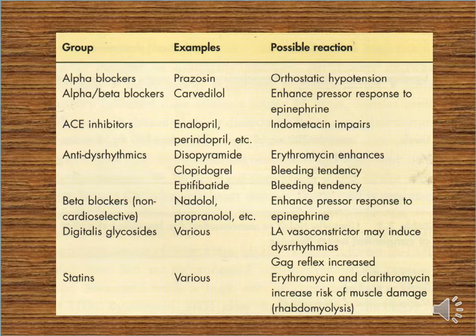The group of drugs that are given, like alpha blocker, for example prazosin, and possible reaction is postural hypotension. Alpha beta blocker, carvedilol, enhances pressure response to epinephrine. And ACE inhibitor like enalapril, indomethacin impairs. Antiarrhythmics, disopyramide, and other group that lead, erythromycin, enhance bleeding tendency, bleeding.